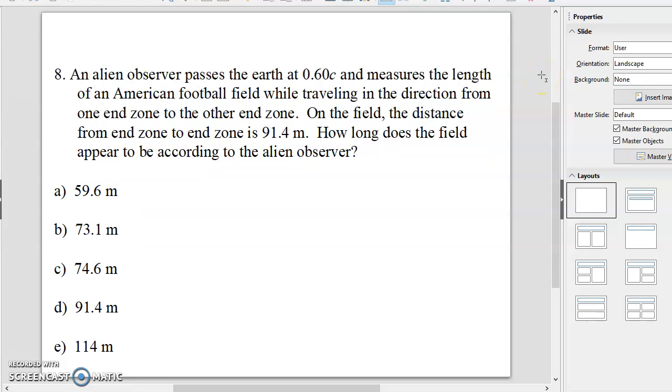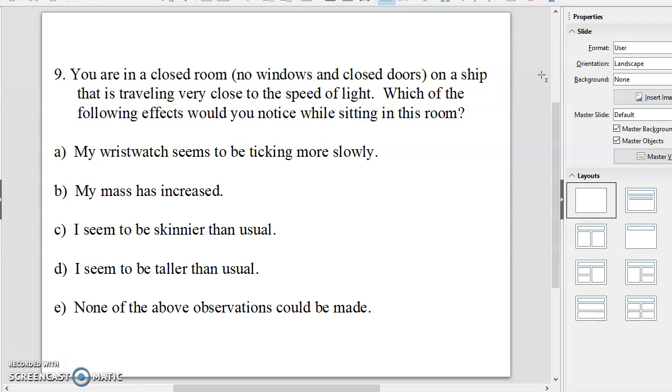An alien observer passes the Earth at 0.6 times the speed of light and measures the length of an American football field while traveling in the direction from one end zone to the other. On the field, the distance from one end zone to the other is 91.4 meters. How long does the field appear to be to the alien observer? And the answer is B, 73.1 meters. All these are just using the same equations that we talked about during the problems.